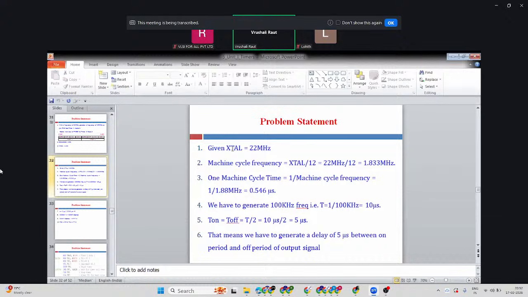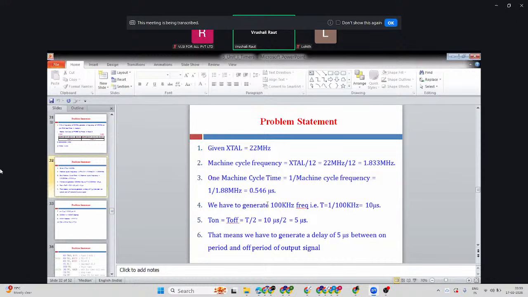Okay, then also listen to me. Your clock frequency is 22 megahertz. Machine cycle frequency is what? That is 22 megahertz divided by 12. How much? 1.833 megahertz. And machine cycle time, how much is it? 1 divided by machine cycle frequency, 0.546 microsecond.